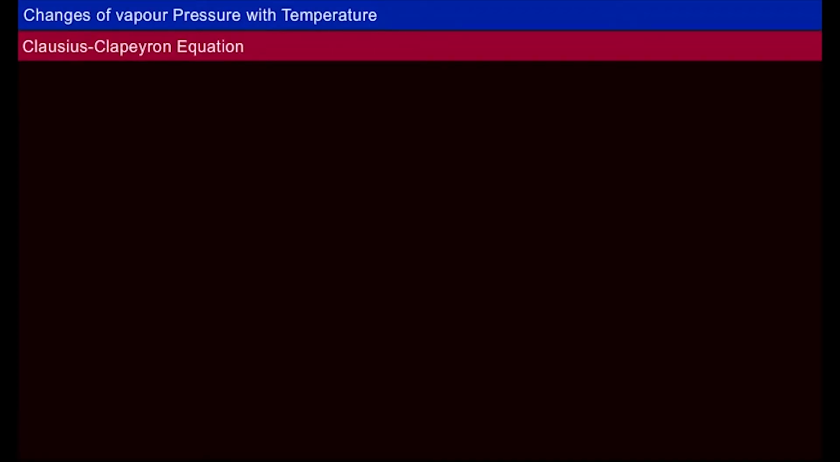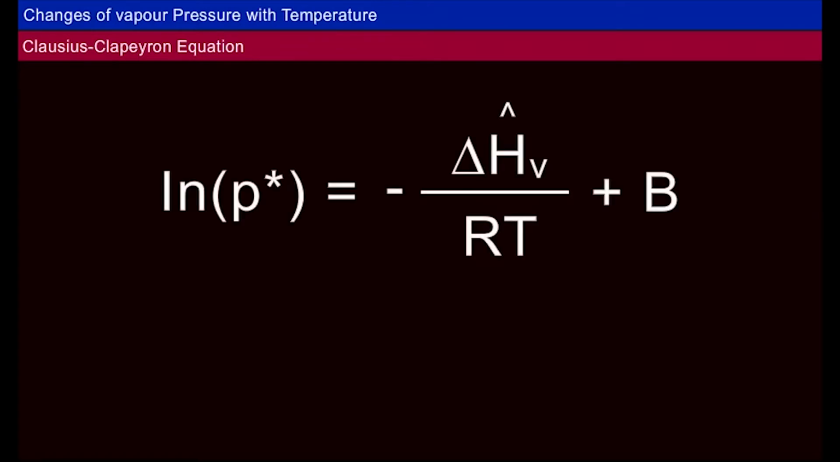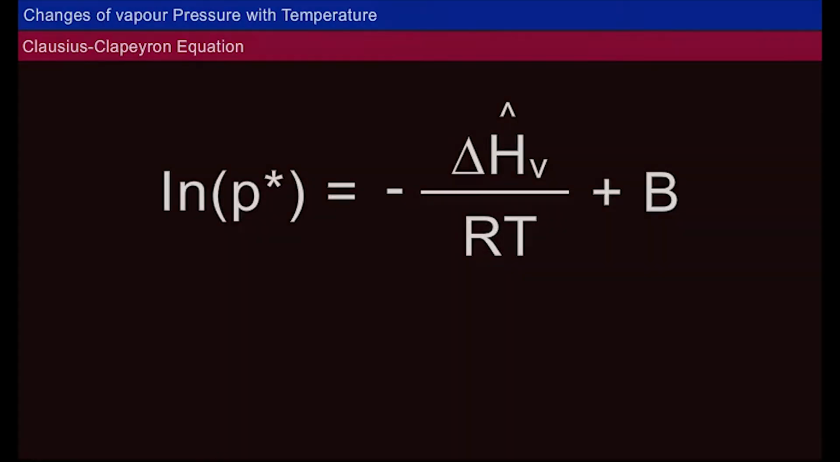Clausius-Clapeyron equation is derived from Clapeyron equation. Therefore, the equation is written as natural log of P star is equal to minus delta H cap V divided by R into T plus B.